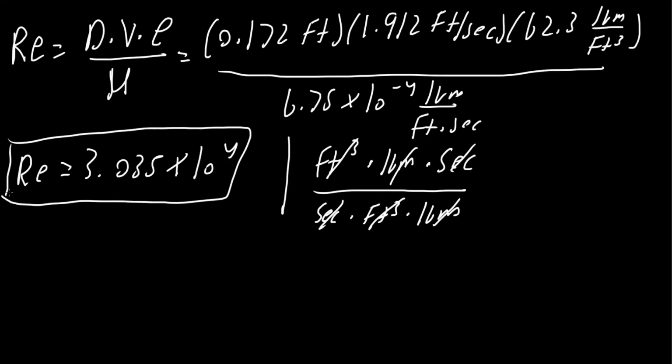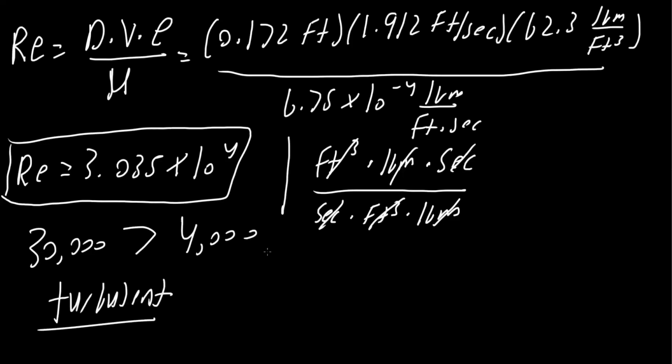We also want to know if it's going to be turbulent, laminar, or transition. This number right here is about 30,000, and 30,000 is greater than 4,000. Since it's greater than 4,000, it's turbulent. As a side note, if Reynolds number is less than 2100, it's laminar. If it's greater than 4,000, it's turbulent. And if it's in between, it's called transition. And that's all we need to do for this problem.